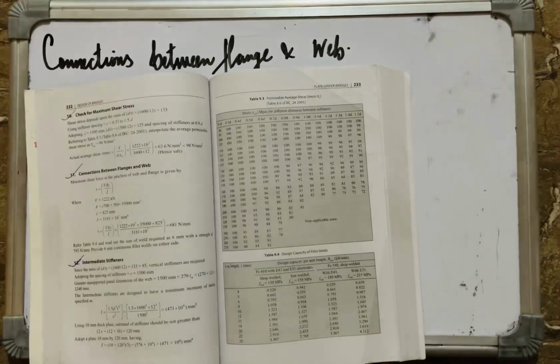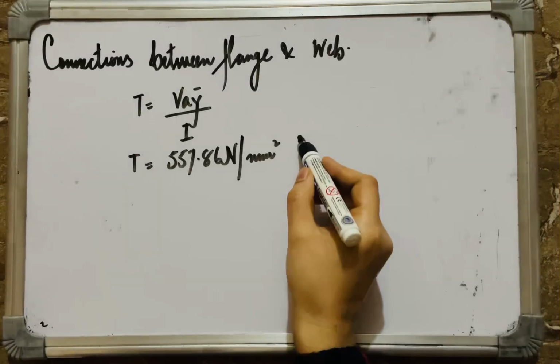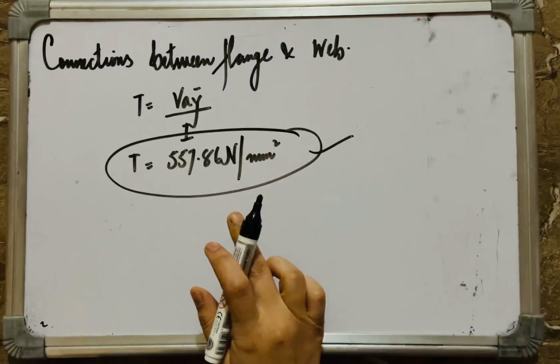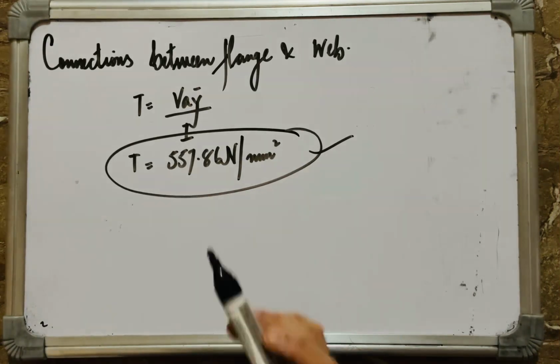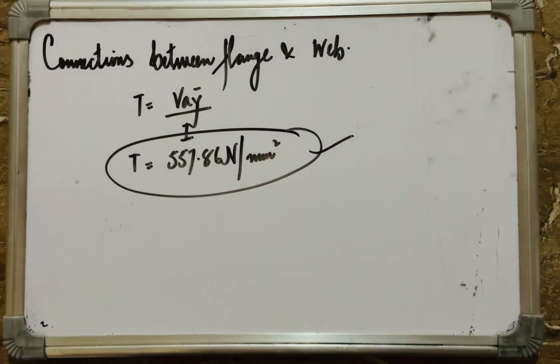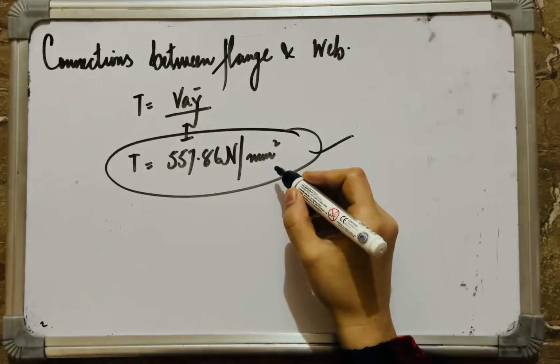these fillet welds, and we have to see what size of weld will be required, which will have strength enough to resist this. This is the maximum shear force at the junction of flange and the web, and this is given by this. We have to design the connection between flange and web using a continuous fillet weld, which will have strength enough to bear this shear force.